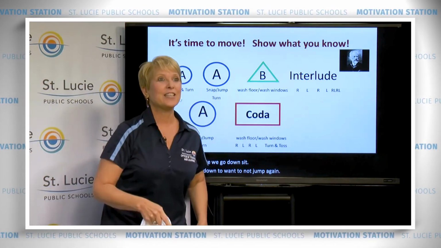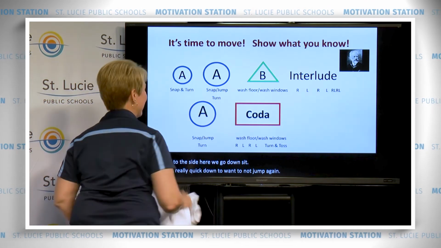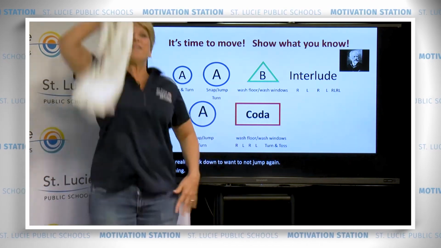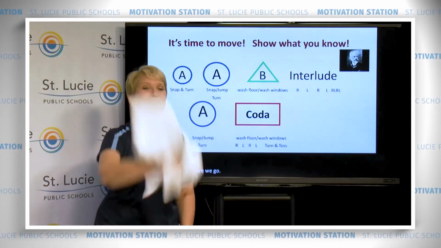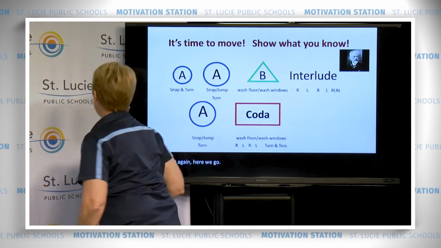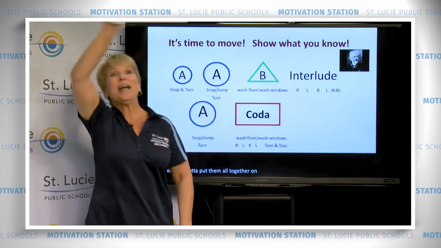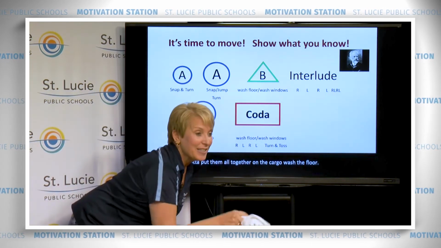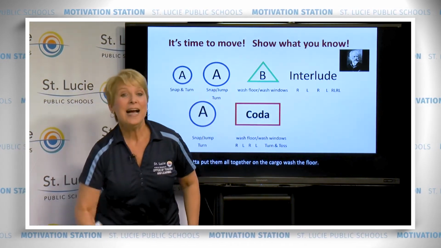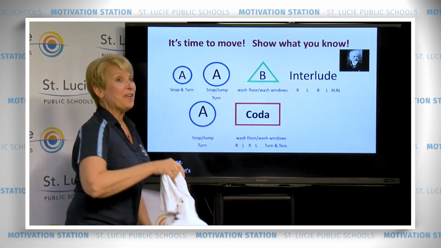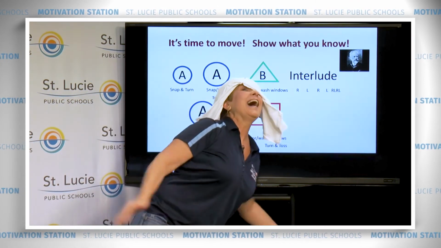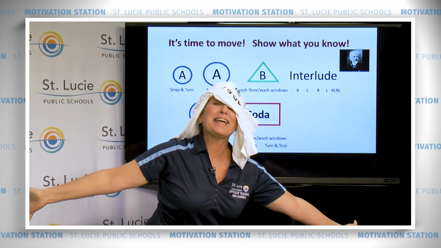Now jump again. And jump. Now turn. Bounce it. Do it again. Here we go. And jump. And turn. Now we got to put them all together on the coda. Wash the floor. Windows. Bounce. 2. Now bounce and turn. And throw it up. I did it. There we go.